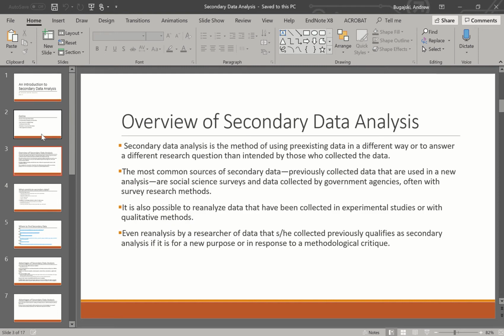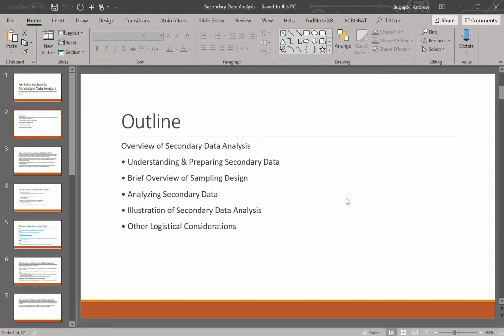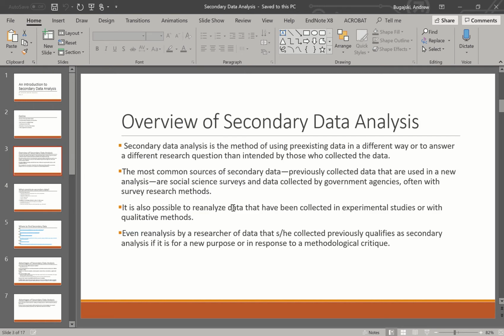So in general, really secondary data analysis is kind of retooling your mind about understanding where the data comes from, preparing it. We will go a little bit into sampling and measurement design, how we approach different analytic techniques, and we're going to go through an example and just show you it can be quite a bit more complicated than you think, even though it's a relatively simple concept.